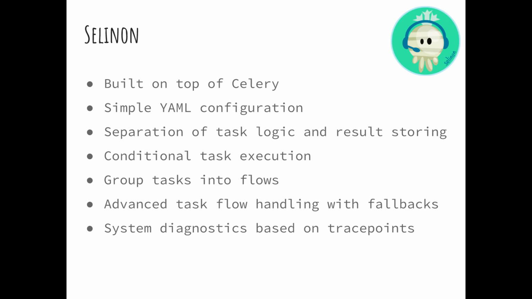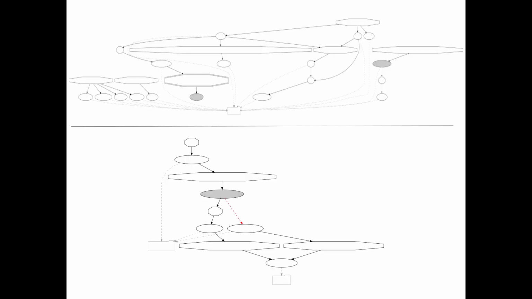You have this advanced task flow failure handling with fallbacks that can be fallback flows or fallback tasks, handling different scenarios. And Selinon also offers diagnosis using trace points, or you can directly use the Sentry monitoring system. In this Sentry monitoring system, you can track task failures. So if a task fails in your deployment, Selinon will automatically report this to Sentry. So you have error tracking system support built into Selinon.